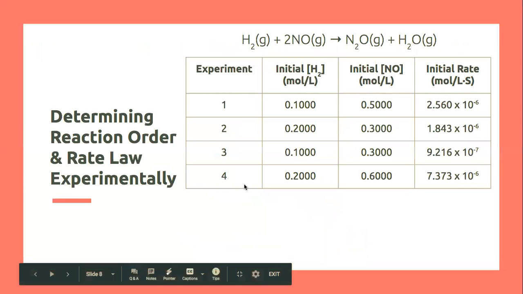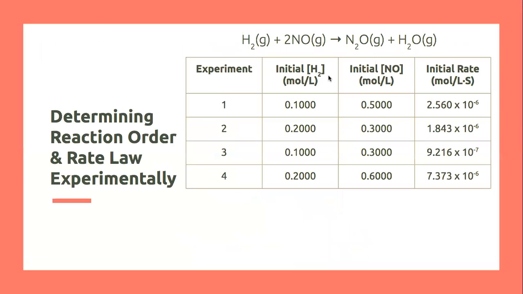As I said, we've got 4 different iterations of the experiment. Here in column 1, we have our initial concentrations of hydrogen. As you can see, in reactions 1 and 3 we had the same concentrations, and in reactions 2 and 4 we had the same concentrations. So that means 1 and 3, and 2 and 4. We've got some pairs that we can work with.